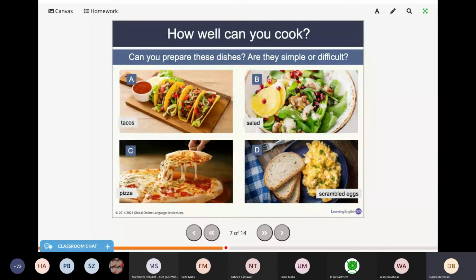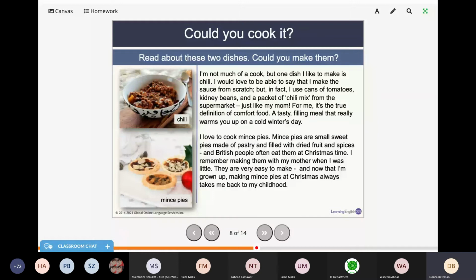Okay, we have a description of 2 dishes on the screen now. We've got a chili and we've got mince pies. Let's read about these dishes, and as we read, think, could you make them? Do they sound easy to you to make?